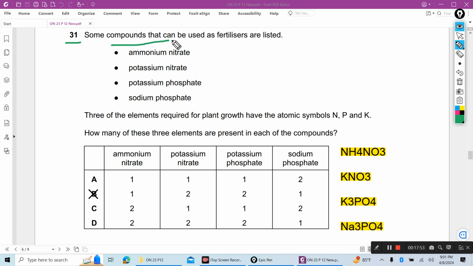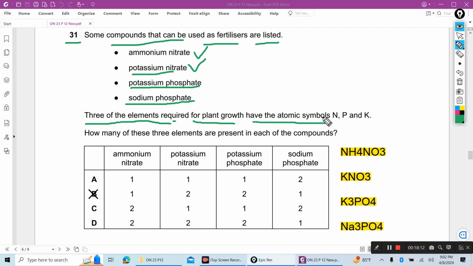Some compounds that can be used as fertilizers are listed: ammonium nitrate, potassium nitrate, potassium phosphate, sodium phosphate. Three of the elements required for plant growth have the atomic symbols N for nitrogen, P for phosphorus, and K for potassium. How many of these 3 elements are present in each of the compounds?